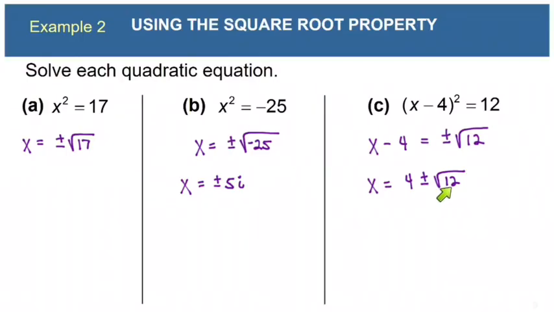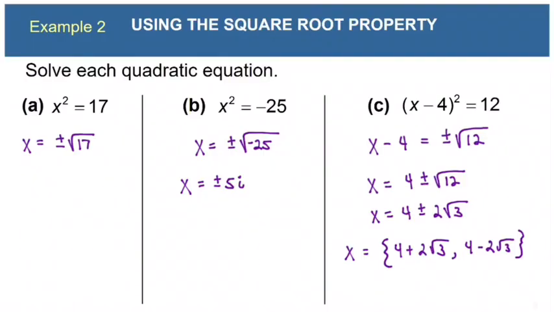And then we remember that 12 is 4 times 3, and the square root of 4 is 2. So the 2 is going to come outside the radical, and we will end up with x equals 4 plus or minus 2 times the square root of 3. And so another way of writing our two solutions would be that x equals {4 plus 2 times the square root of 3, 4 minus 2 times the square root of 3}.